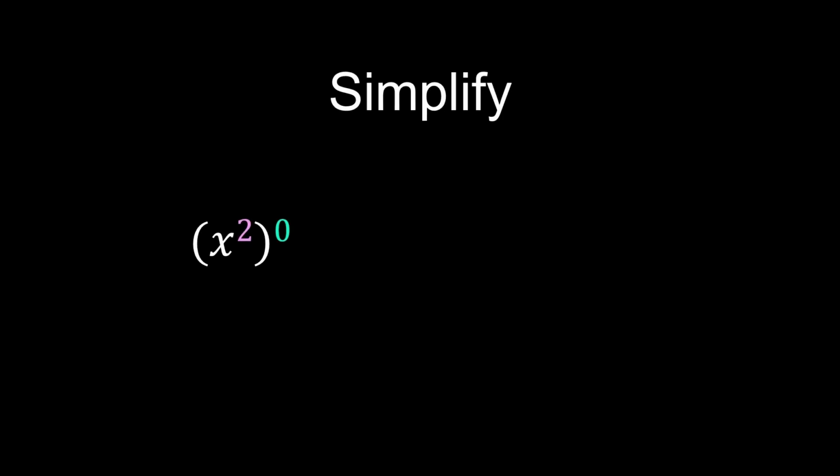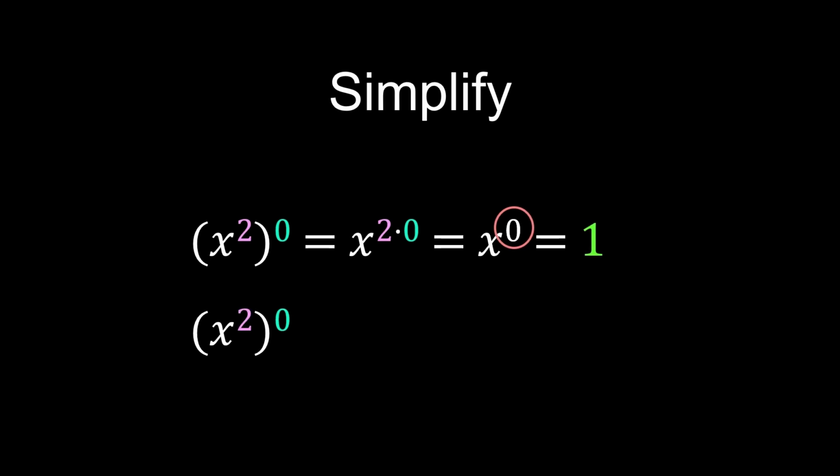For x squared raised to the 0 power, we will apply the power of a power rule. This rule says that we keep the base, in this example the x, and multiply the exponents, 2 times 0. 2 times 0 is 0, so we have x to the 0 power. Remember, anything raised to the 0 power is equal to 1, so x to the 0 power is equal to 1. You could also have thought about this example as simply being x squared raised to the 0 power. Again, anything raised to the 0 power is 1.